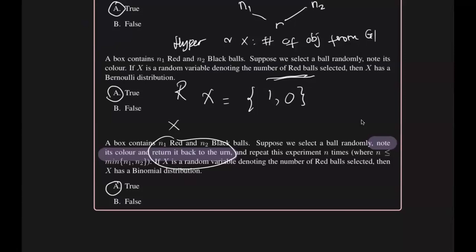Because it is the case when we have N1 red, N2 black, and then we draw N balls in total. And we're interested in, out of those N balls, how many are red. So that totally fits the description for hypergeometric, when we don't put it back. But if we put it back, it is binomial.